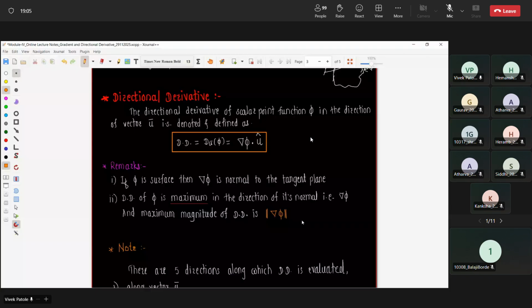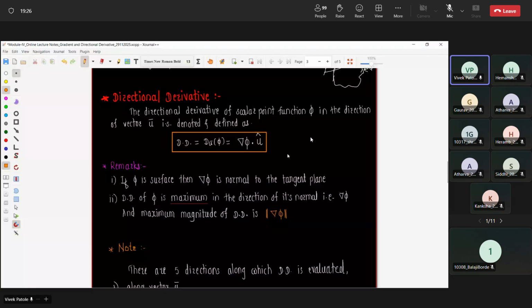Yes, sir. U cap. So direction, yesterday we discussed, right? The direction of any vector is the unit vector of that vector, right? It will give us the direction. The unit vector will give us the direction of that vector, right?